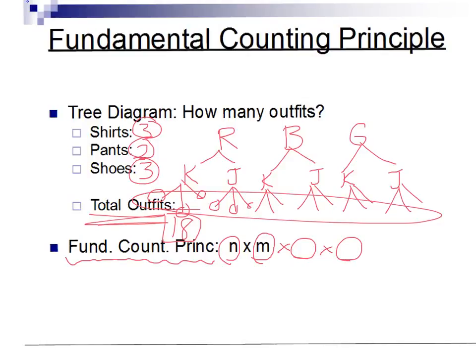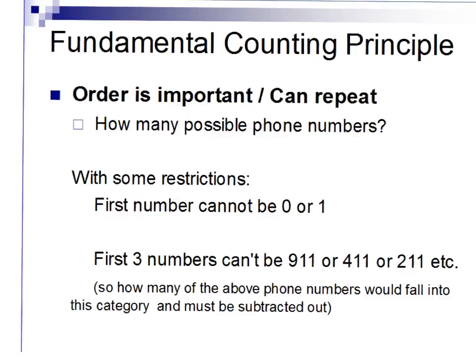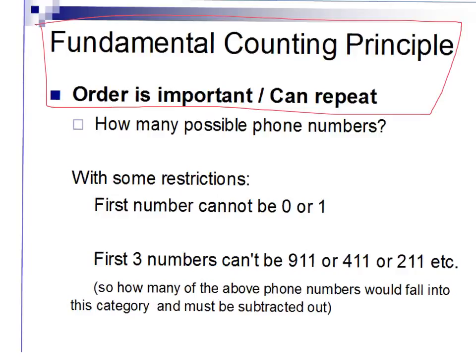Okay, so let's look at an example. Oh, and one of the things we have to remember when we're doing the fundamental counting principle is that, and this will change, but in the fundamental counting principle, the order is important, and you are allowed to do repeating. So let's do some examples.